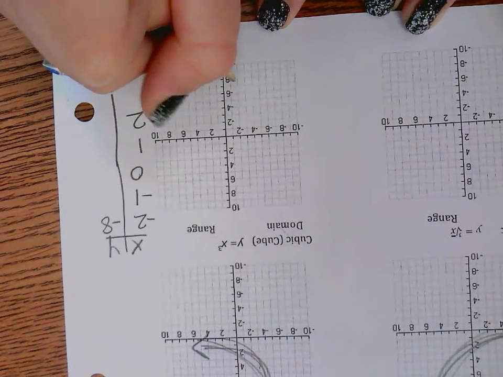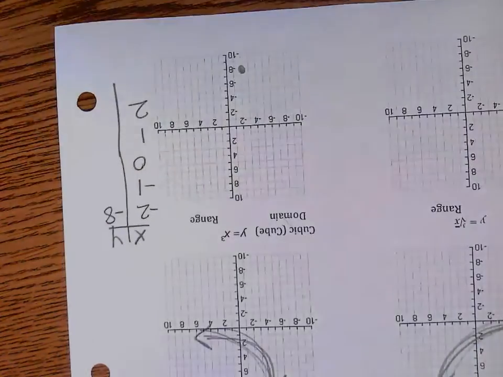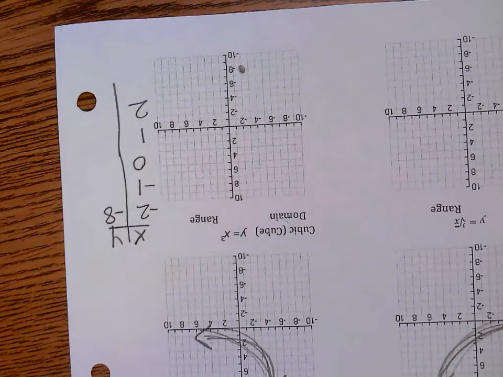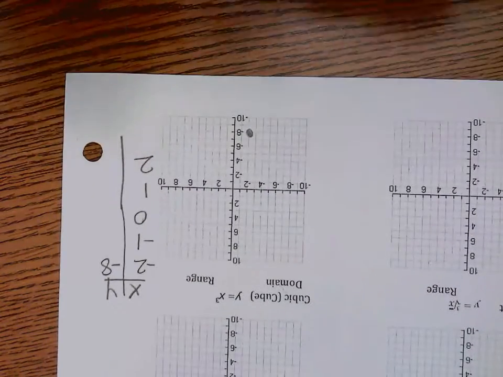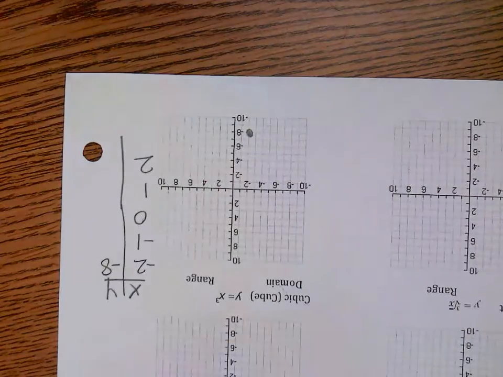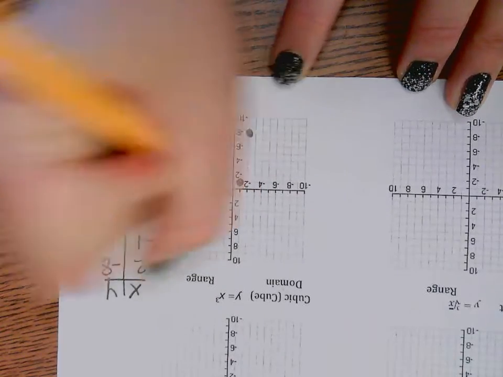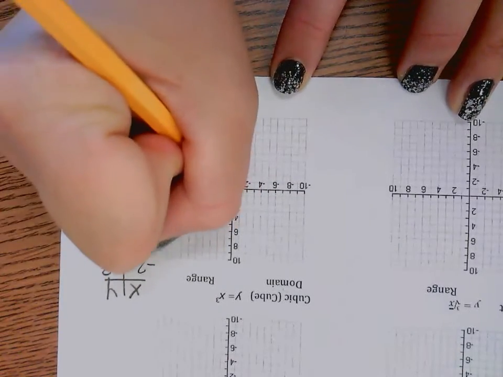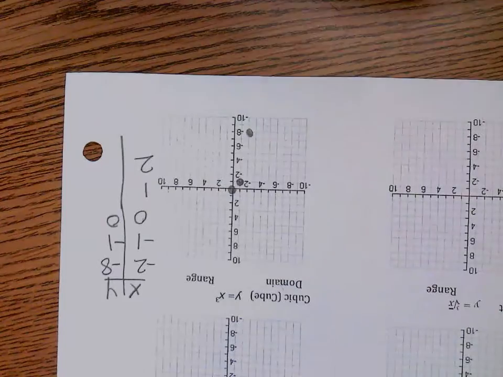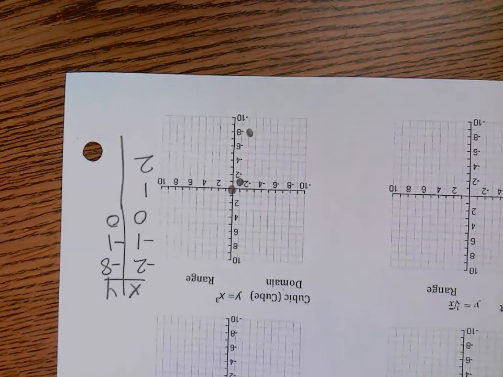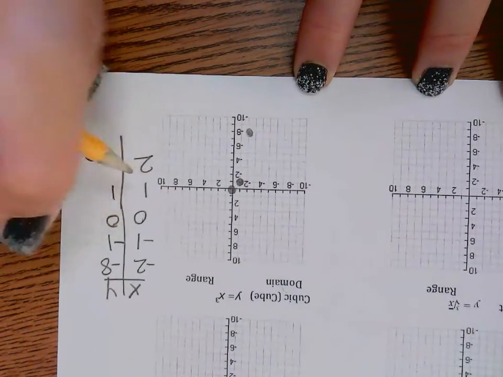So if you forget these functions and you don't have a calculator, you're going to have to generate a table of values for yourself. All right, what's -1 cubed? -1 times -1 times -1 is what? Yep, -1, -1, 0, comma 0, because 0 cubed is 0. And then 1 cubed is +1, and 2 cubed is +8.